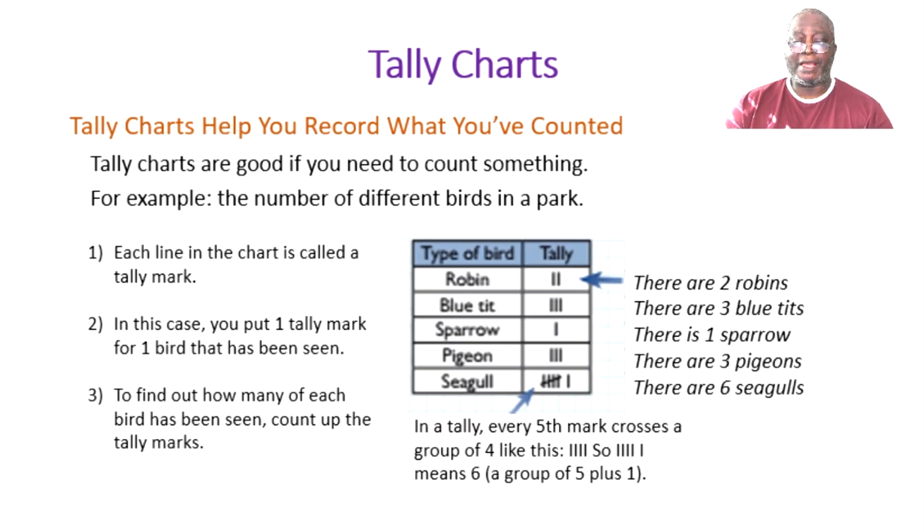If you look at the chart there, you see 5 different bird species, and you see the tally. Each of those tallies tells you the number of birds that were seen at that particular time frame. So there are 2 robins, 3 blue tits, 1 sparrow, 3 pigeons and 6 seagulls. In a tally, every 5th mark crosses a group of 4, like what you see on the board for seagull. So if you look at the tally for seagulls, you'll see that there were actually 6 seagulls counted.